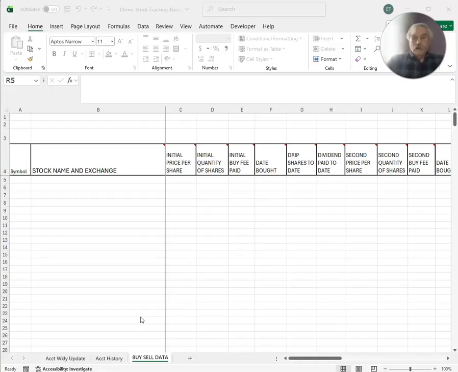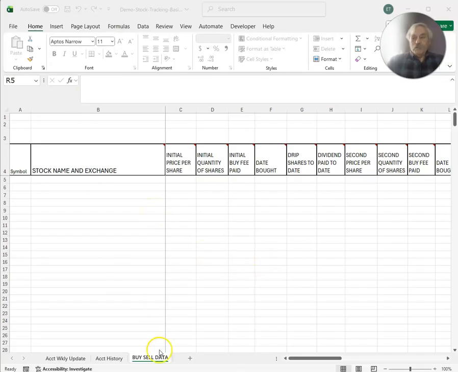It is an Excel spreadsheet, and I am pretty sure you can download it and run it on Google Sheets just as well. This is probably the page you will come up with when you download it. There will probably be a bar across the top in yellow that says enable editing, which you want to do because otherwise you can't enter anything into the spreadsheet.